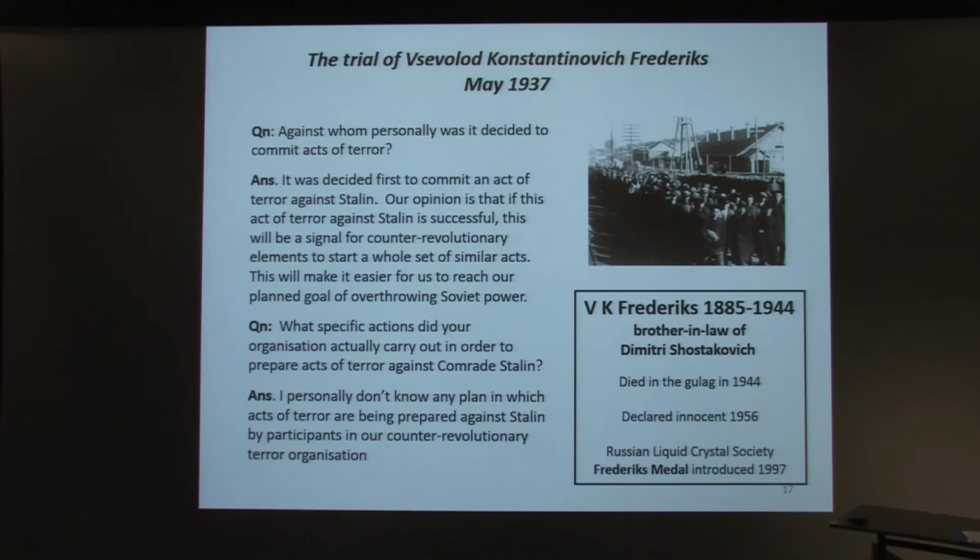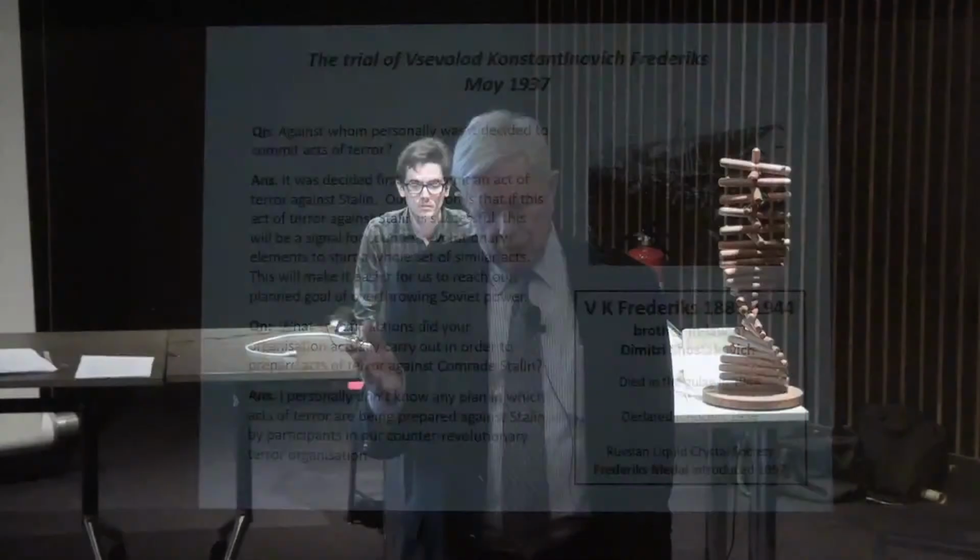He was an academic. He was well connected with many in the Russian establishment, and in particular he was a brother-in-law of the composer Shostakovich. And Shostakovich was thought to be close to Stalin by some. I think that our view of that is now changing, but the intervention of Shostakovich and other senior academicians in the Russian Academy of Science couldn't save him, and he perished in the gulag.